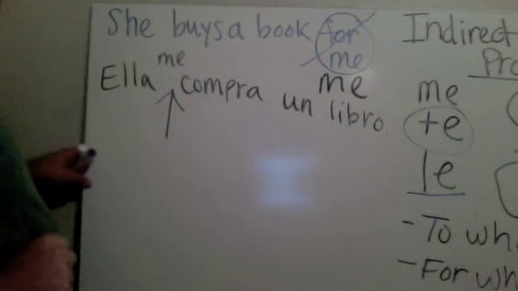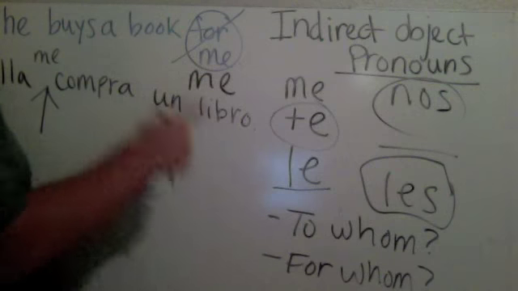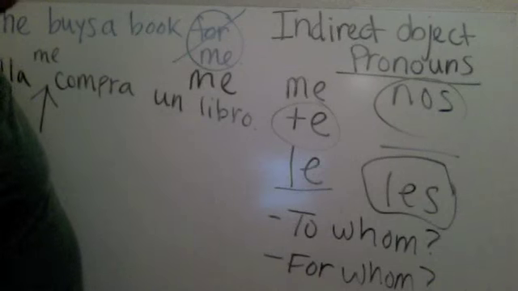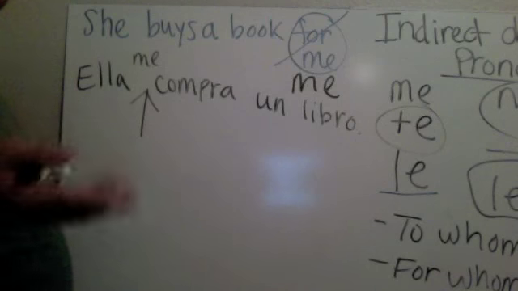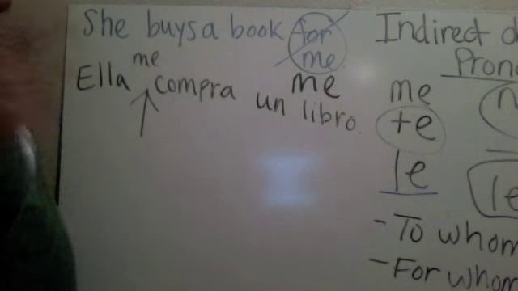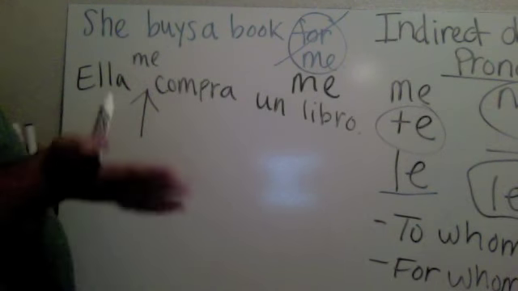Do we need to clarify, like we did with the previous examples with le and les? No, we don't. Me can only be to me or for me. Who else could it be? So there's no need to clarify with a él, a ella, a usted. So we don't need to clarify there.